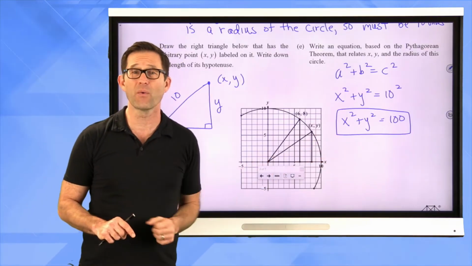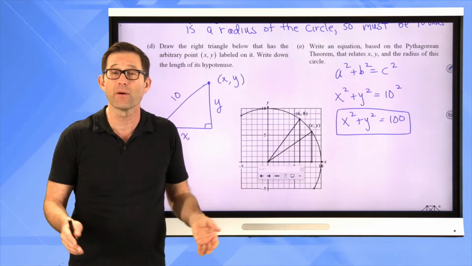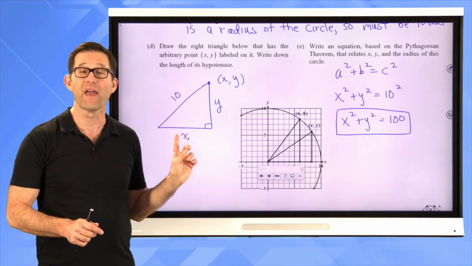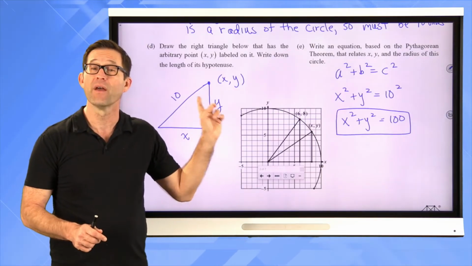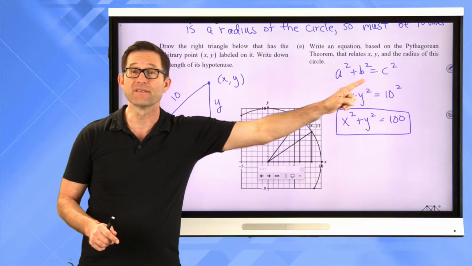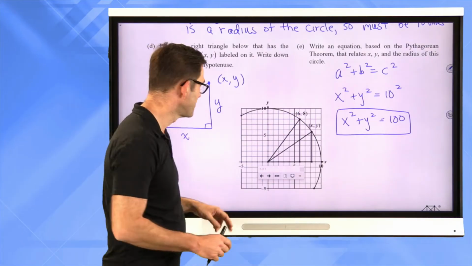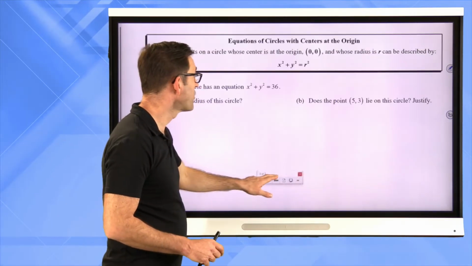But really, what is that equation? It's just the Pythagorean theorem, where the x and the y are the a and the b of the Pythagorean theorem, and the radius is the c, right? It's the hypotenuse.